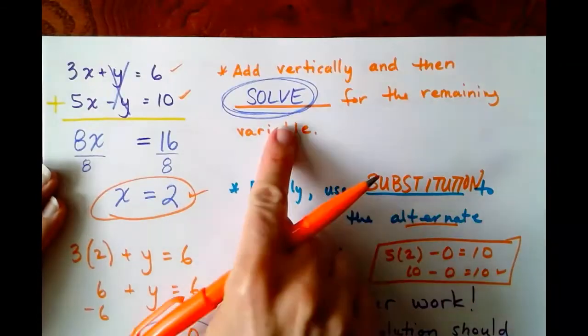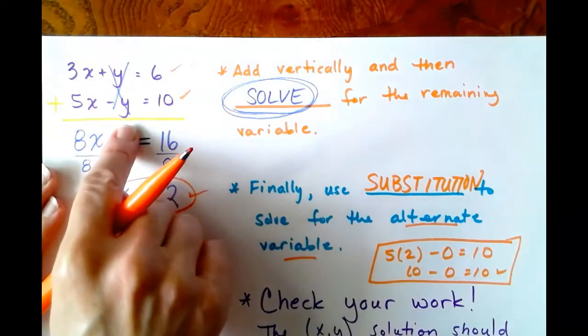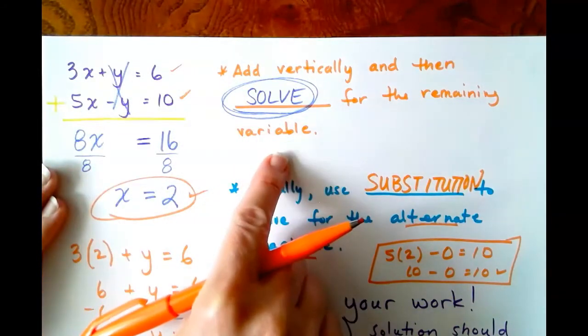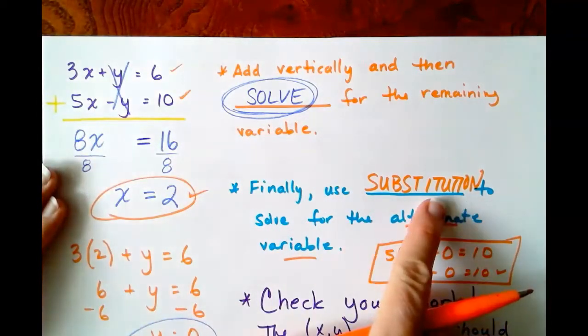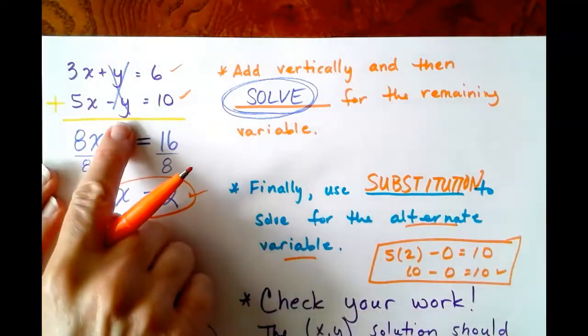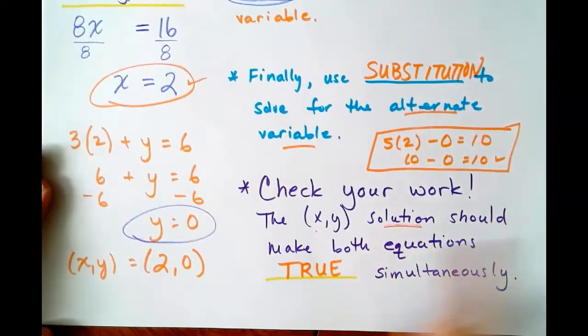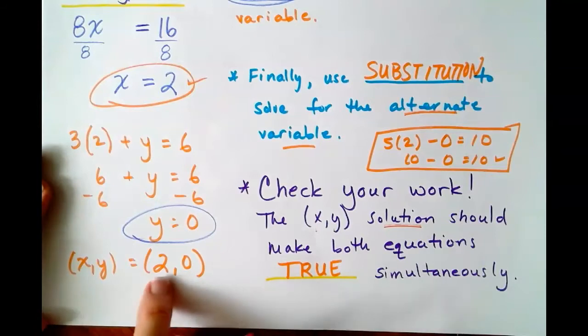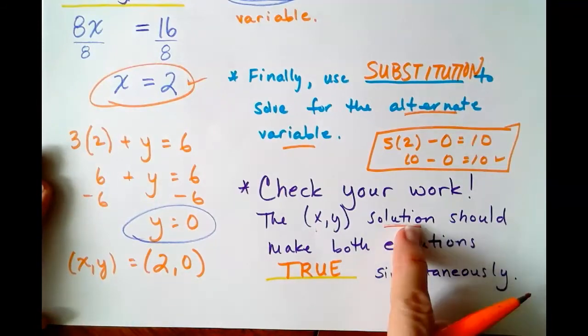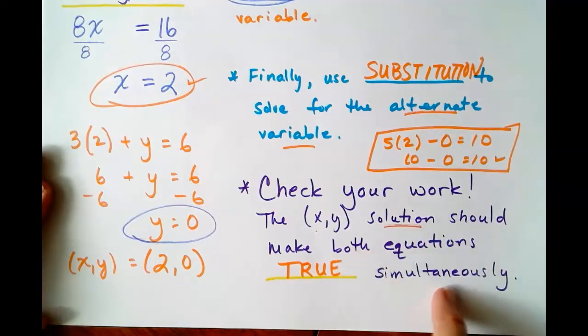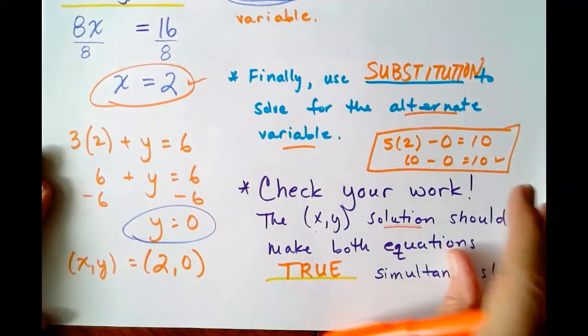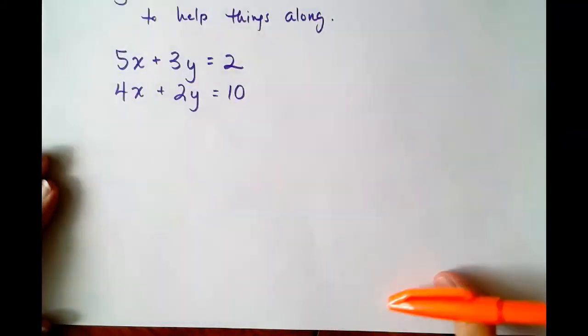So we add vertically to cancel out a variable and then solve for the remaining variable. We use substitution to solve for the variable that was canceled. And then we check our work, plug in your xy. That solution should make both equations true simultaneously. That is elimination.